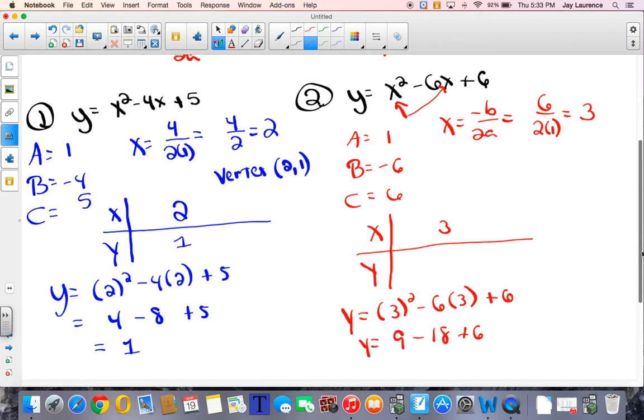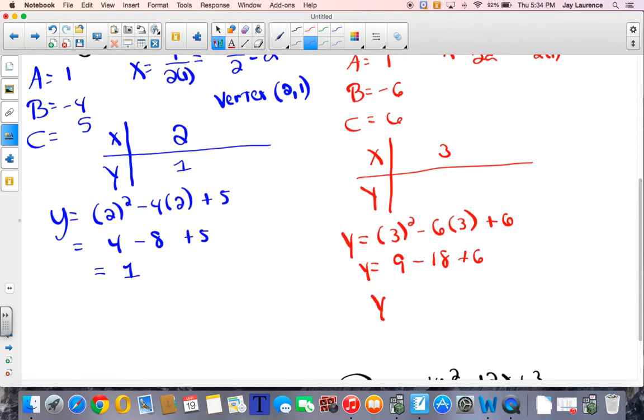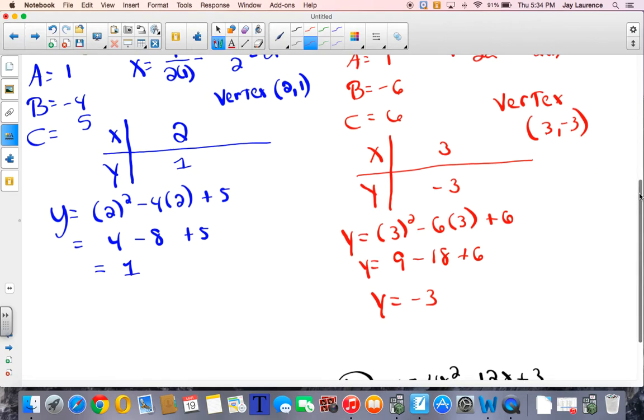And I think that's going to end up being a negative 3. So y is going to equal negative 3. So the vertex of this quadratic equation will end up being the point (3, negative 3). Okay, it's not a slope. Don't write it as a fraction. It's a vertex. It's a location in space.